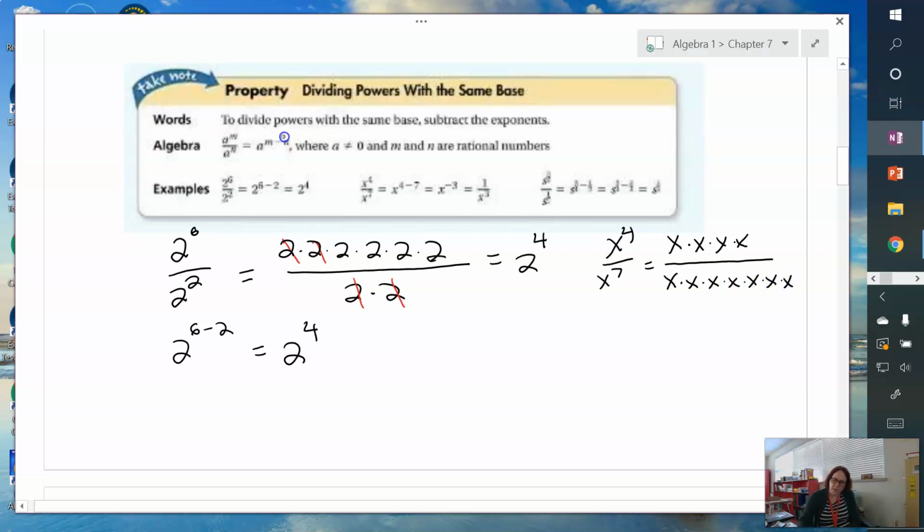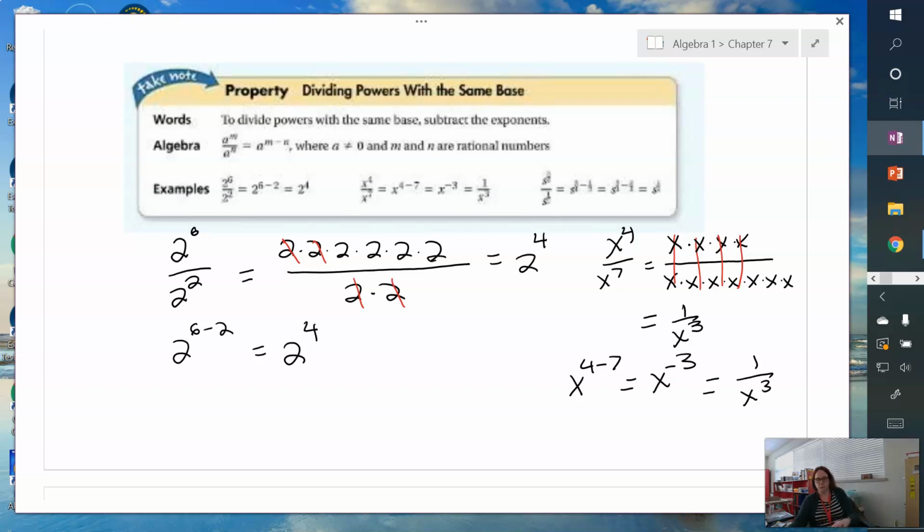And now let's see what cancels. X and x cancel, x and x, x and x, and x and x. What I am left with is 3 x's in the denominator, which is 1 over x cubed. Or do the shortcut. X to the 4 minus 7 equals x to the negative 3. And then you're going to have to move that x to the negative 3 downstairs. So you get 1 over x to the 3. So very simple. All you have to do is to subtract the exponents.